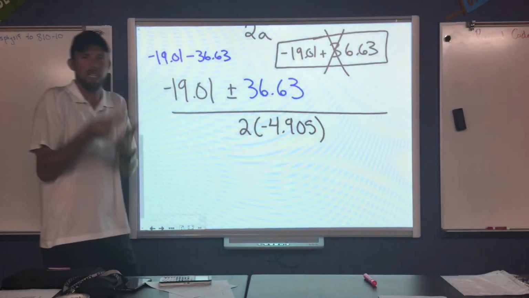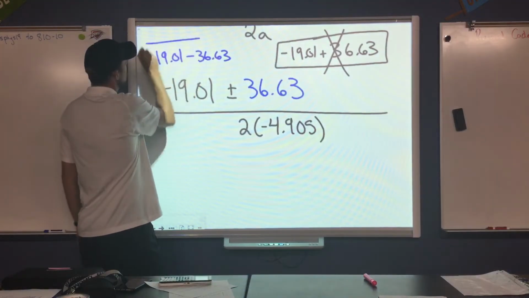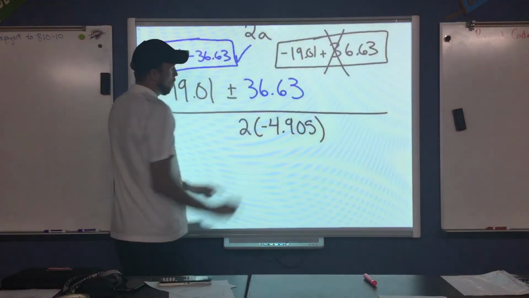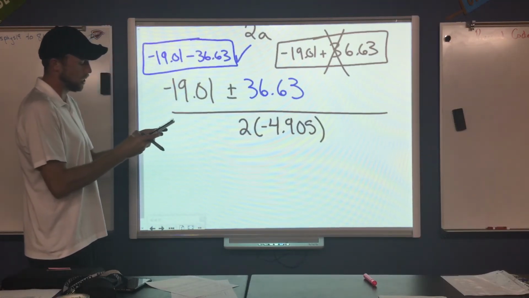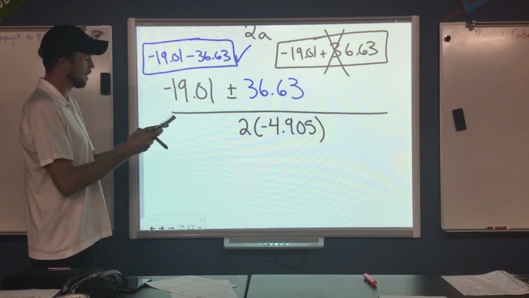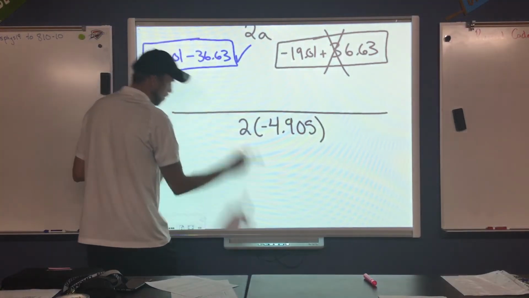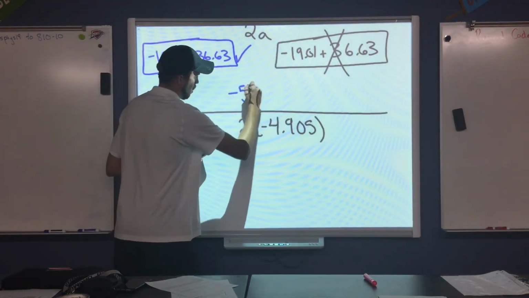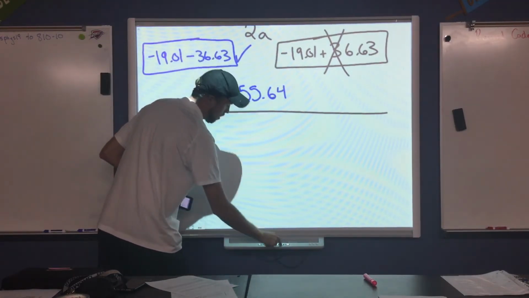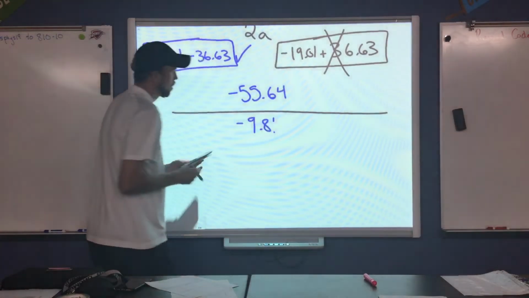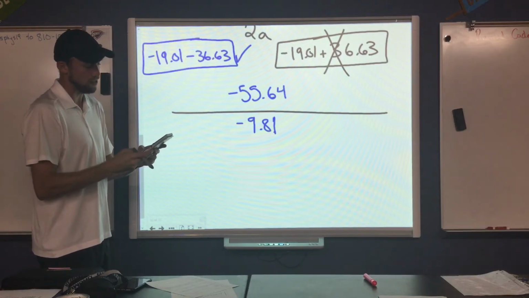You can plug it in and try it, but it's probably not going to work for us because we'll get a positive divided by a negative. Which means here, we want our numerator to be negative because we're going to divide by a negative value. So I'm going to take negative 19.01 minus 36.63, and that's going to give me negative 55.64. And then in my denominator, 2 times negative 4.905 is going to give me negative 9.81. And now we'll just divide this: 55.64 divided by negative 9.81.